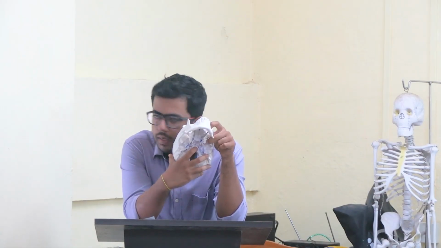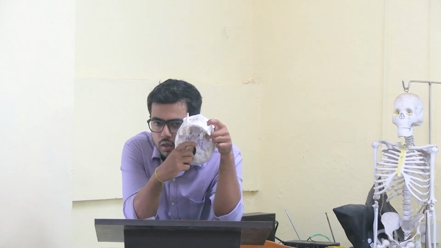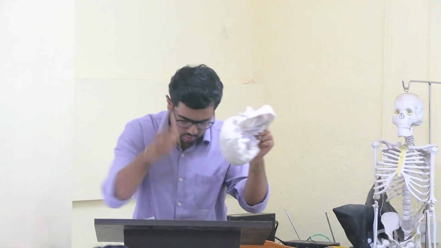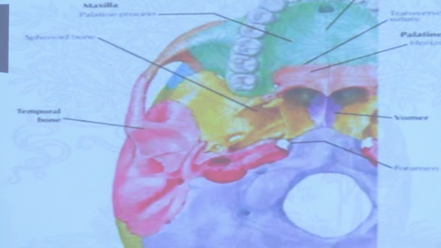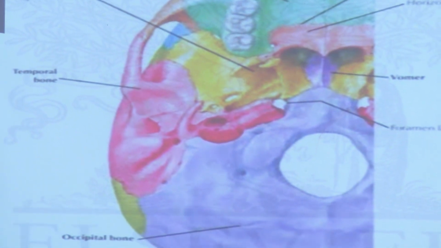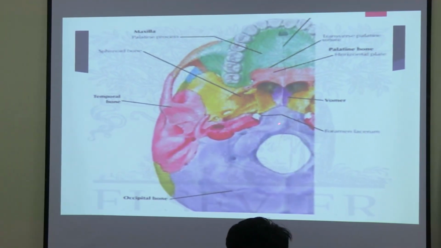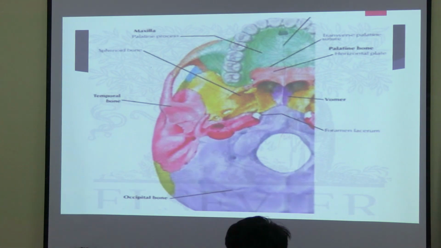Then we see in the middle area the body of sphenoid, and this is the occipital bone. This part of the occipital bone is called the basi-occiput. In this basi-occiput, you will see this thing, that is called the pharyngeal tubercle.